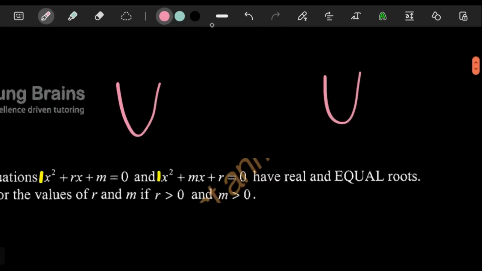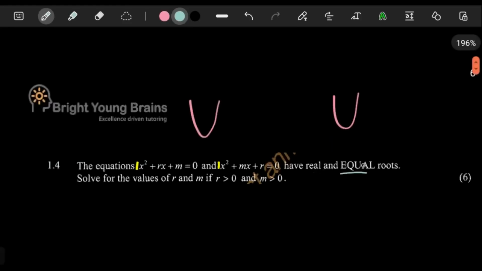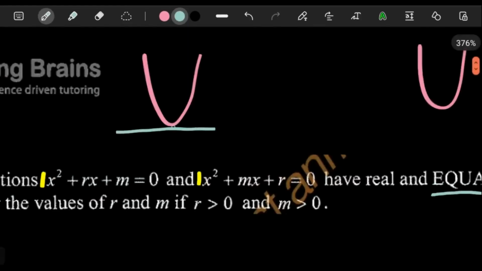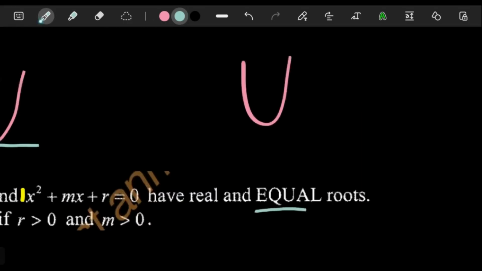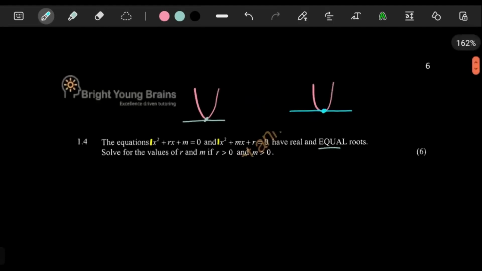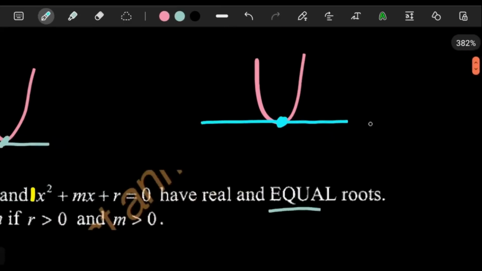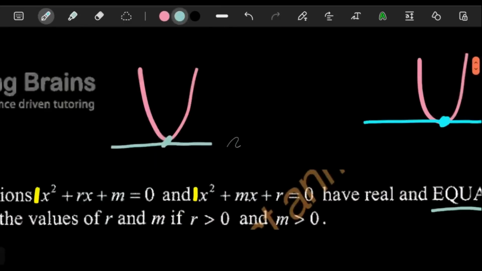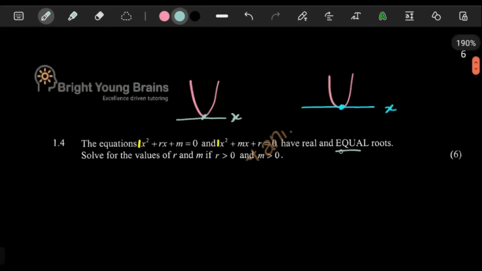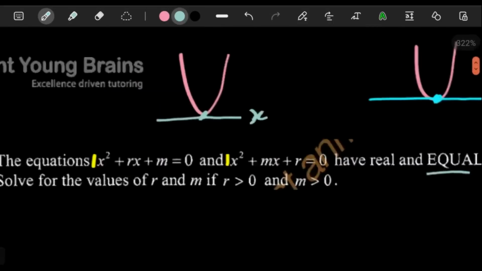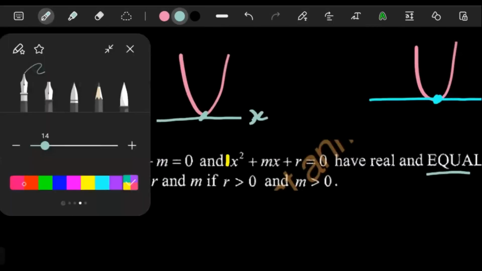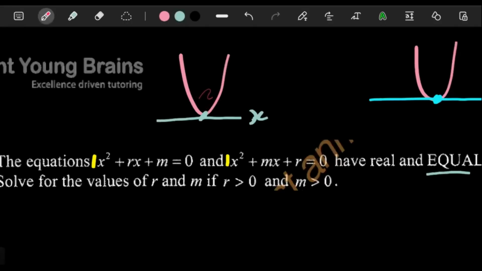Fortunately, because they are both parabolas that are smiling, however the parabola looks, as long as it's smiling, if it has equal roots, what that means is your parabola touches the x-axis once. So both of these parabolas touch the x-axis once. That's what real equal roots is telling us, because a root is basically an x-intercept. So here we're saying it has one x-intercept, this also has one x-intercept. That's what it means when roots are equal, because when your equations are factorized, they would normally have two brackets that look identical.